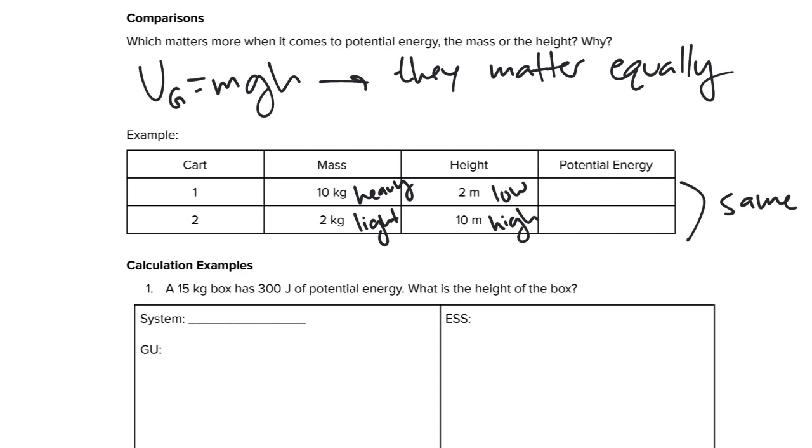Now, if you wanted to do the math for that, we'd just be multiplying, right? Mass times gravity times height. So this one here would be 10 times 9.8 times 2, whatever that turns out to be. And this one on the bottom would be 2 times 9.8 times 10. And since we've established already that multiplication is commutative, those two things are going to turn out the exact same. So the mass and the height matter equally as much when you're talking about gravitational potential energy.